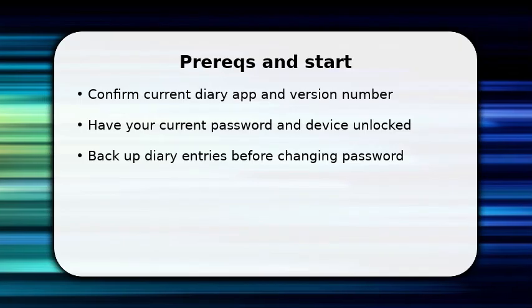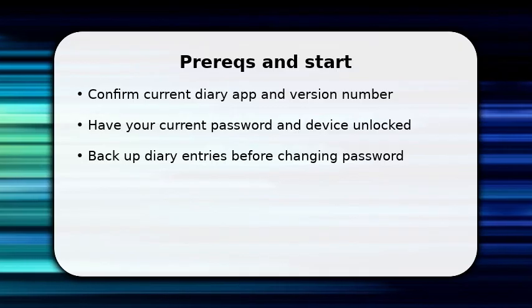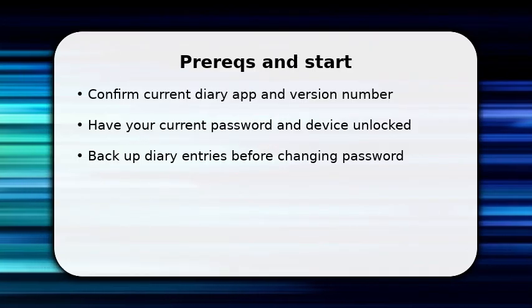You begin by confirming the diary app and version so you access the right settings. Once confirmed, make sure your device is unlocked and you have the current password handy. You should back up entries now. This prevents data loss if something goes wrong.